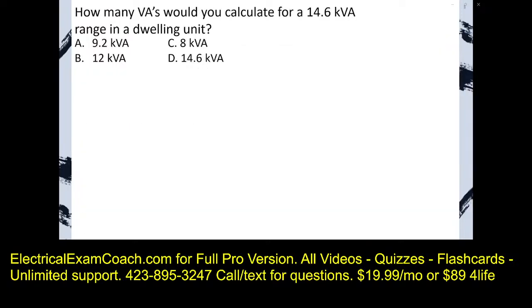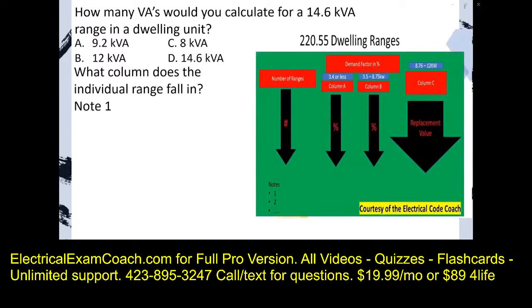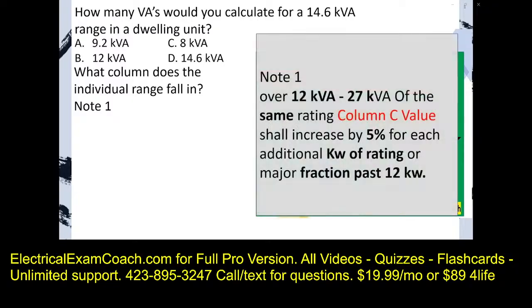How many VAs would you calculate for a 14.6 kVA range in a dwelling unit? Step 1, find out what column our individual range falls in. When we get to column C, we find out that it's only good through 12 kW. When it's over 12 kW, you have to use one of our table notes listed down below the table. In this case, we're going to be using note 1. Note 1 says that when you have ranges that are 12 through 27 kVA, what we're going to do is increase that column C value by 5% for each kW that we are past 12.